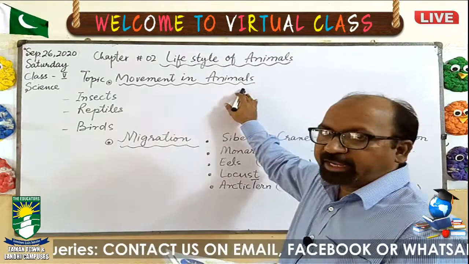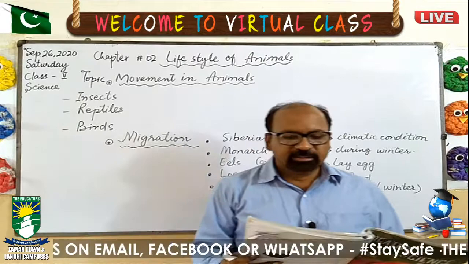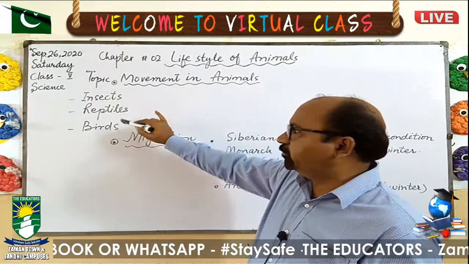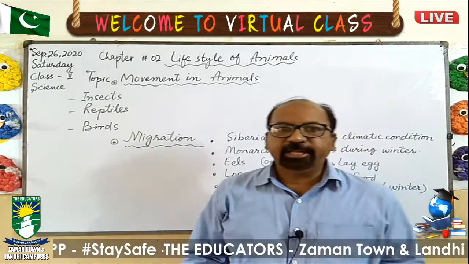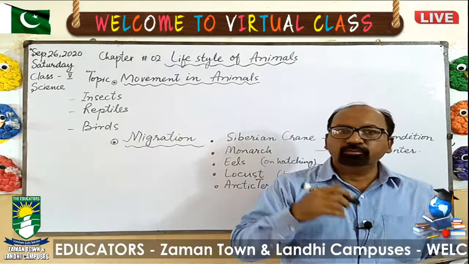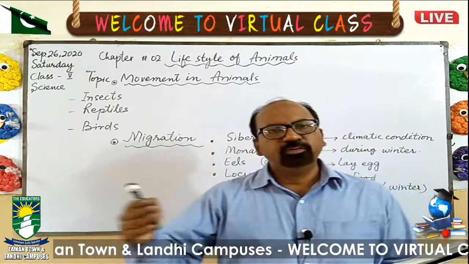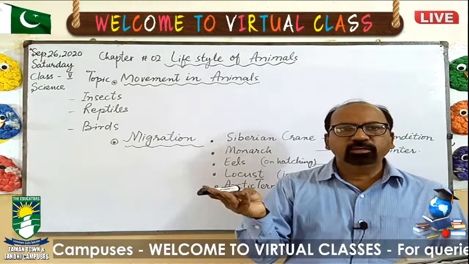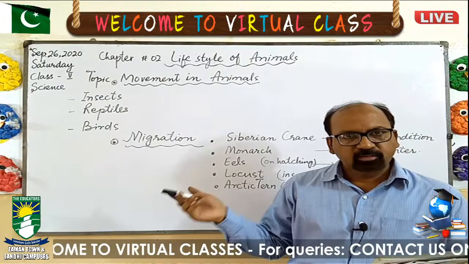In movement in animals, we have discussed land animals and water animals, and now we are going to discuss insects, reptiles, and birds. How does movement take place in animals? Movement means to move from one place to another. The reason can be food, shelter, reproduction, or protection.